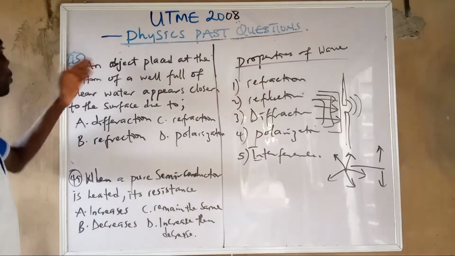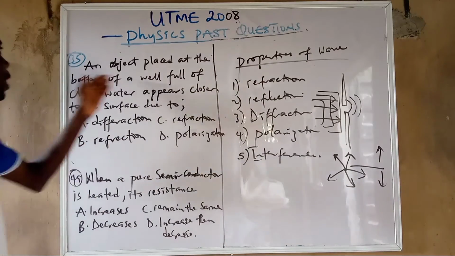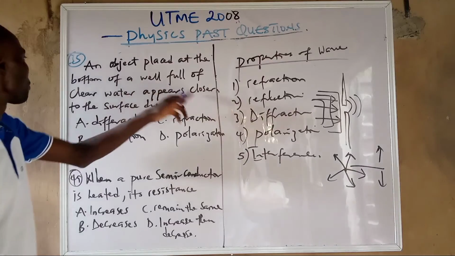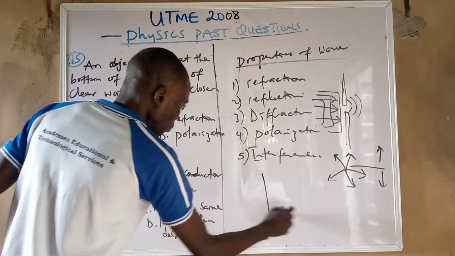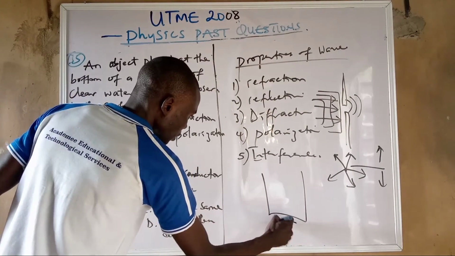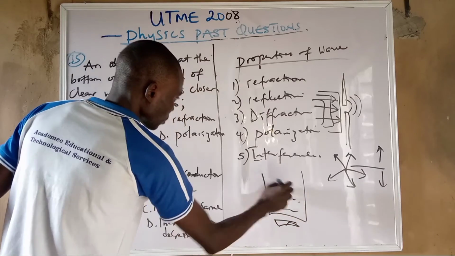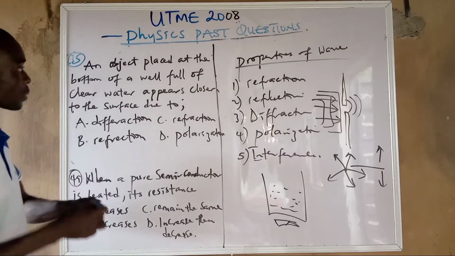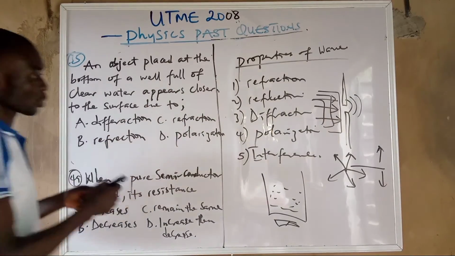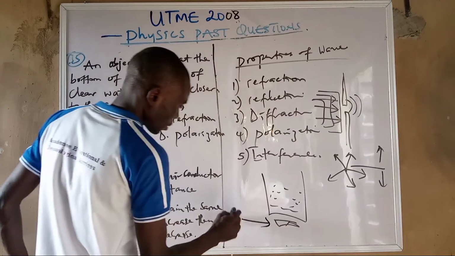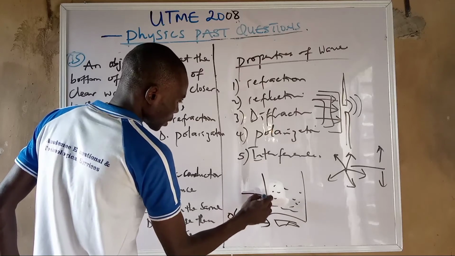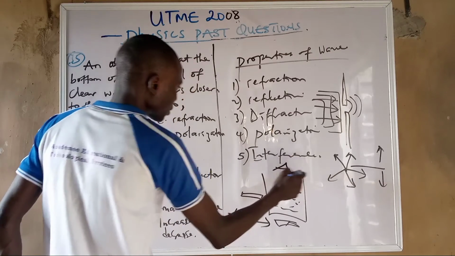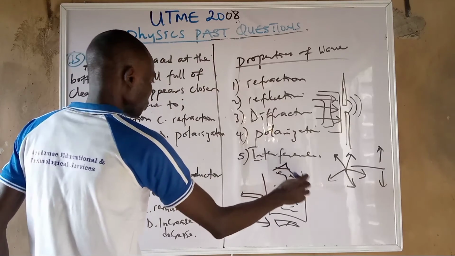So let's now look at what this question is talking about. An object is placed at the bottom of a well full of clear water. So if this is the well, an object is placed here, and for visibility it appears closer to the surface. So these objects appear to be around there when viewed from the top. This is the eye view.